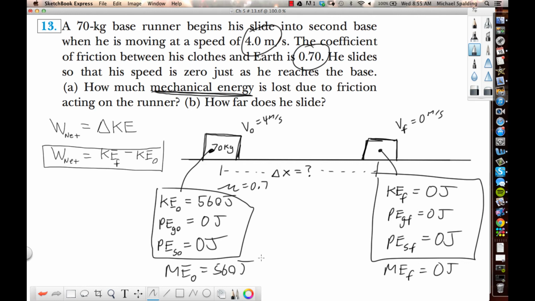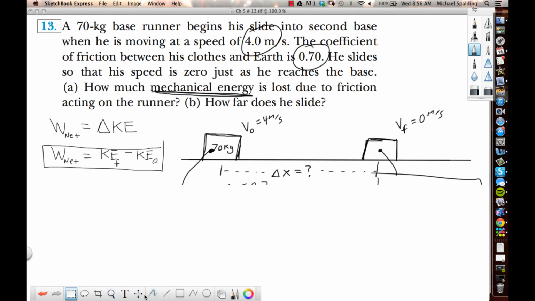B, how far does he slide? Now look, you could solve this using forces only. You know, like sum the forces, find acceleration, do a kinematic. But how would you do this chapter 5 style? Well, let me show you. To do this chapter 5 style, we're going to use this idea: net work always equals change of kinetic.